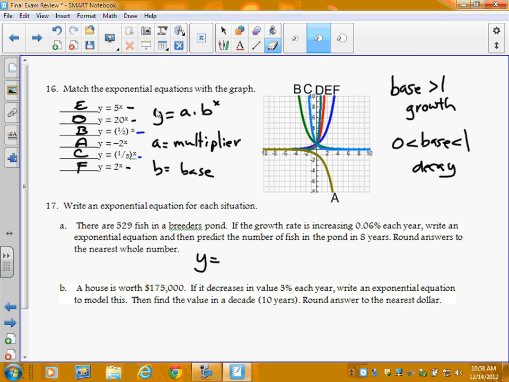So right now, it seems like there are 529 fish. If the growth rate is increasing at 0.06%, we start out with 529 times 1 plus. Very good. Got to change that to a decimal. That's going to get us in trouble in a problem later when we have to do a matching. How do you change 0.06% to a decimal? So 0.0006.